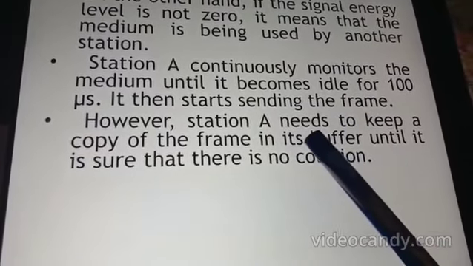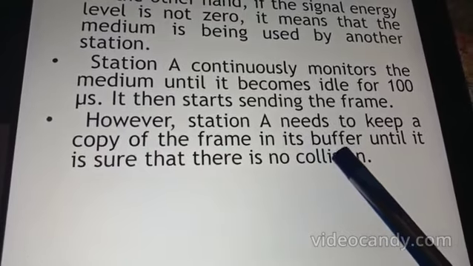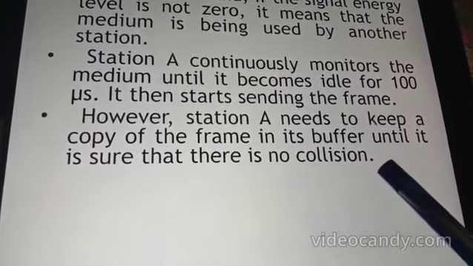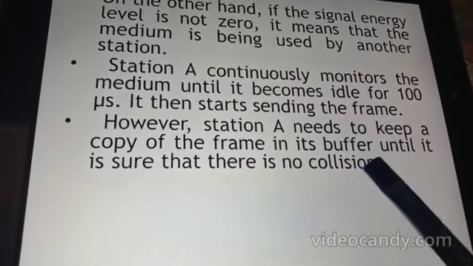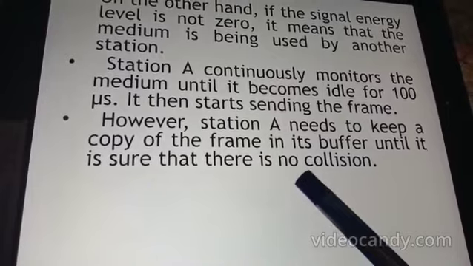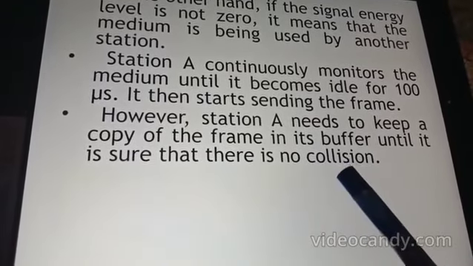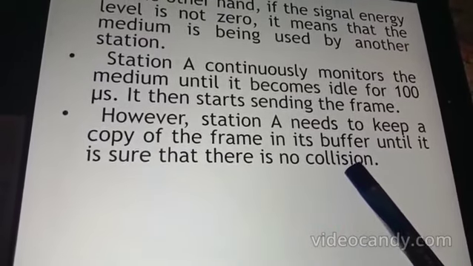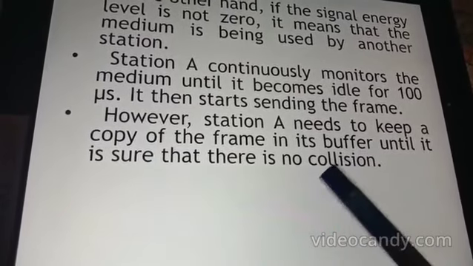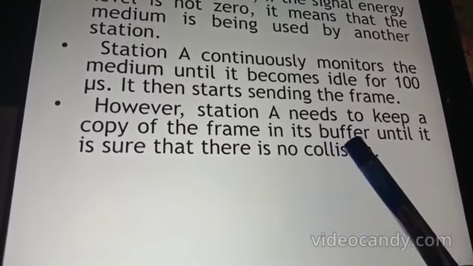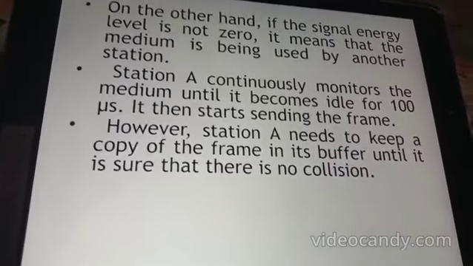However, A needs to keep a copy of the buffer until it is sure that there is no collision and the channel is idle. So for both conditions, A needs to buffer the content. And if at all any collision occurs, then A has to resend the same frame, so it has to save the information in its buffer location.